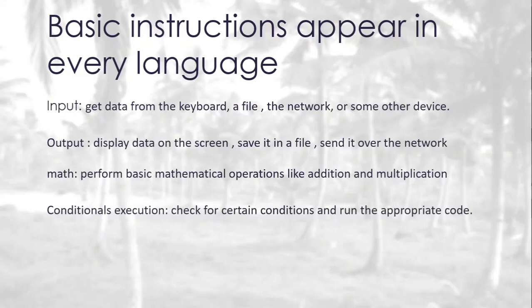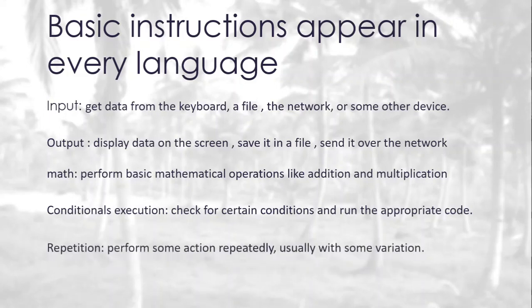Conditional execution: check for certain conditions and run the appropriate code. Conditional execution controls whether or not the core will execute an instruction. Most instructions have a condition attribute that determines if the core will execute it based on the setting of the condition flags. Repetition: perform some action repeatedly, usually with some variation.